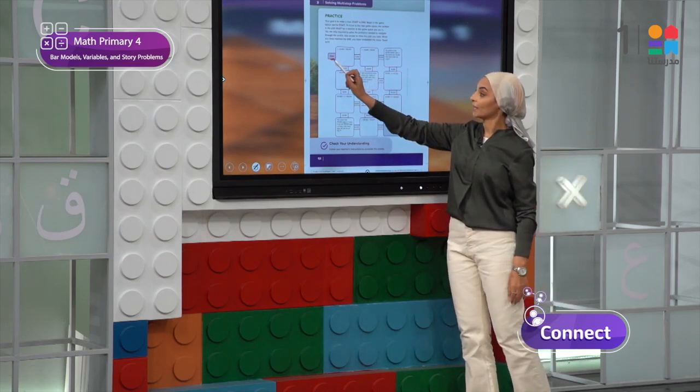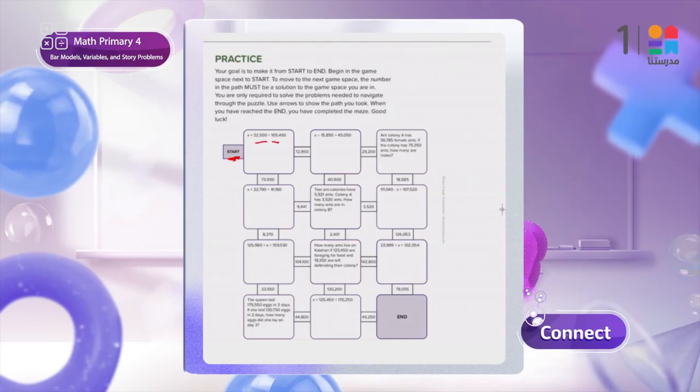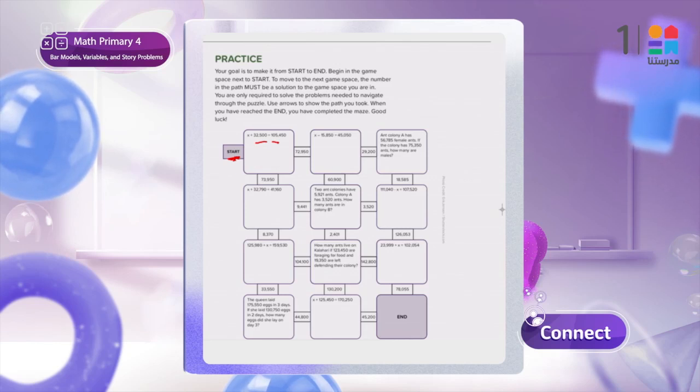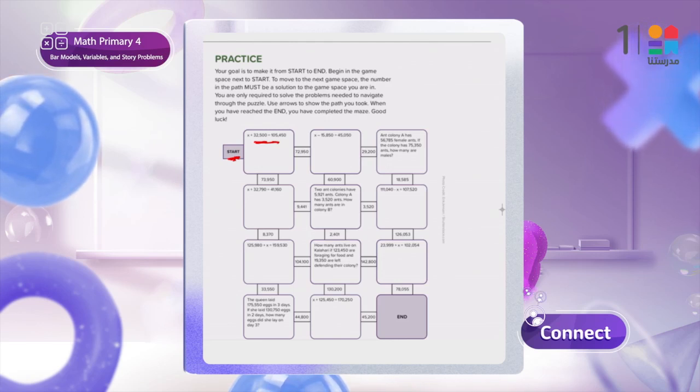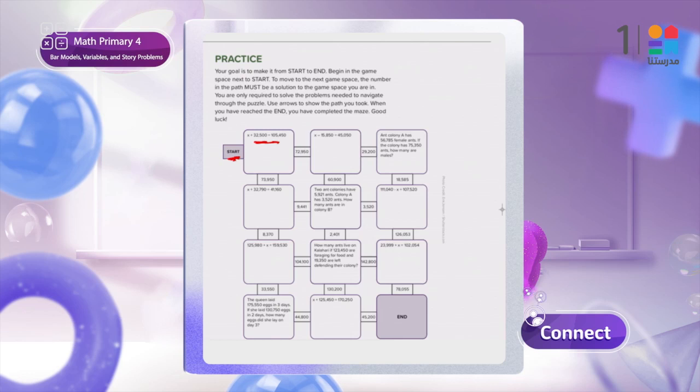The first thing I will start with is this equation, okay? x plus 32,500 equals 105,450. I will start with this equation. What will I do? I will answer it. And the answer will take me either down or in this side. Let's see. Come on, let's solve it together.